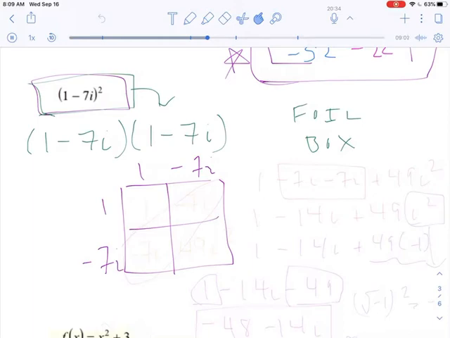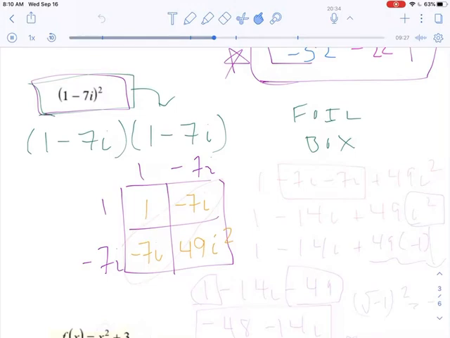A lot of you in the Pear Deck were struggling just a little bit with this, so I definitely wanted to do one of these problems. 1 times 1 is 1. 1 times -7i is -7i. And then 1 times -7i is -7i. And then -7i times -7i is going to give me a positive 49i squared.